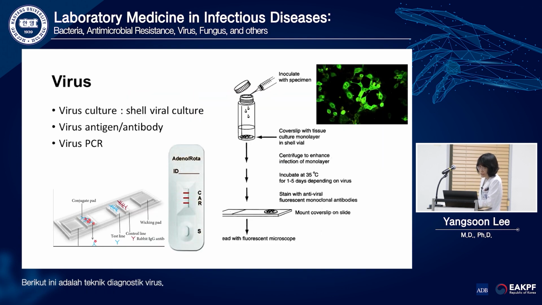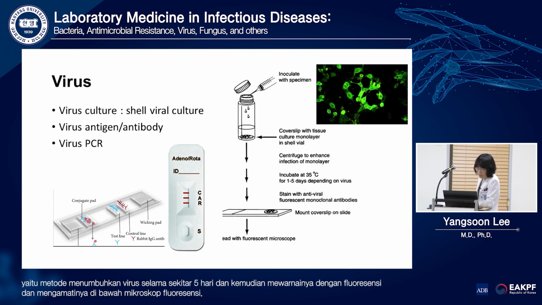The following are virus diagnostic techniques. Virus culture, detection of virus antigen and antibody, and PCR of viral genomes are available methods. Virus culture can currently be done by shell vial culture, which is a method of growing a virus for about 5 days, and then fluorescence staining and observing it under a fluorescence microscope. This method is not commonly used in the clinical setting because it takes a long time to confirm what type of virus it is.